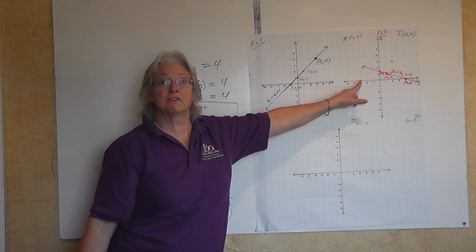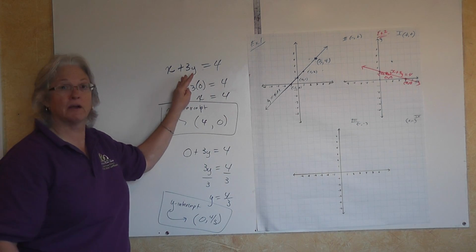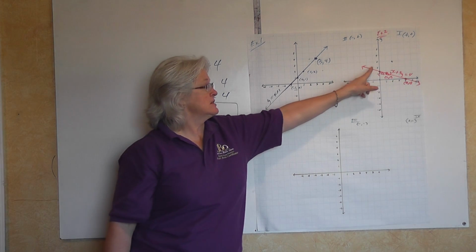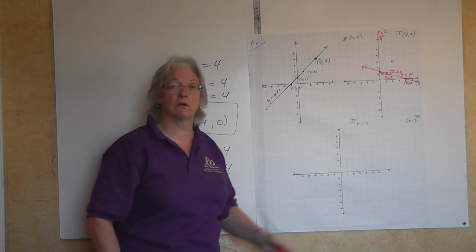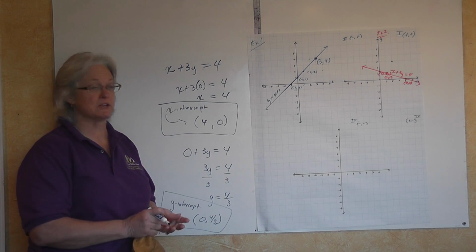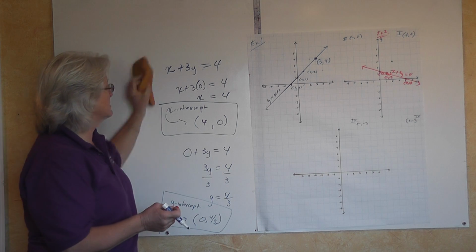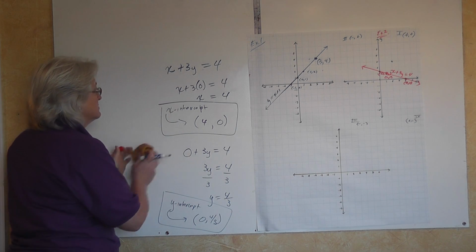Here's where we graphed this equation right here, x plus 3y is equal to 4, and sure enough, if x is 0, y is equal to 4/3, and that is our y-intercept. So this is how you find an x and y-intercept without graphing. You just substitute in values of 0.